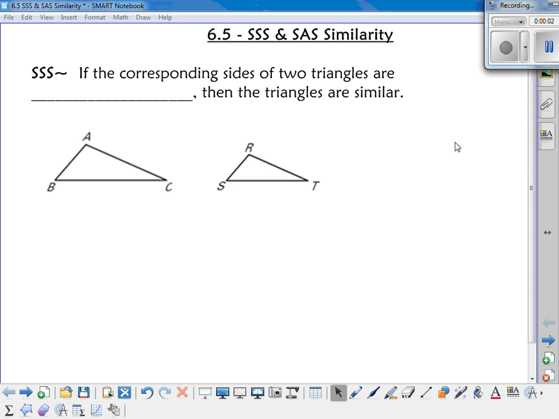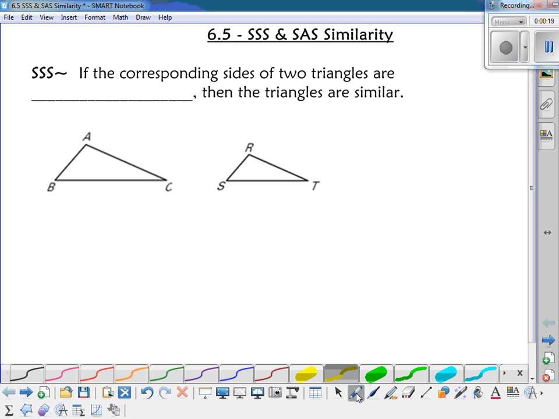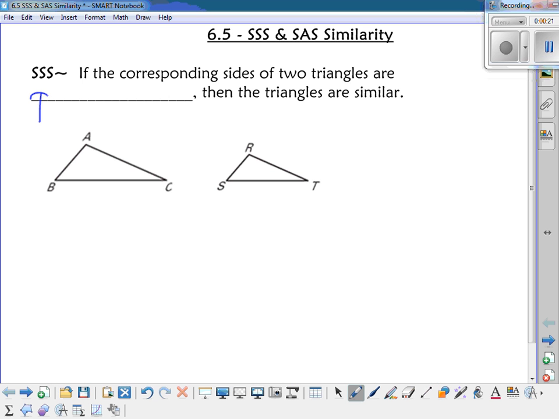In this video, we will be using side, side, side and side angle side similarity to show that triangles are similar. So first we'll talk about side, side, side. For side, side, side similarity, if the corresponding sides of two triangles are proportional, then the triangles are similar.